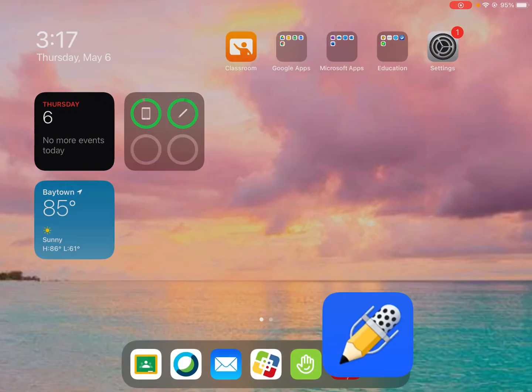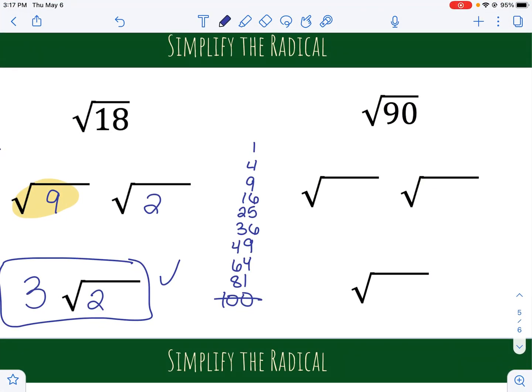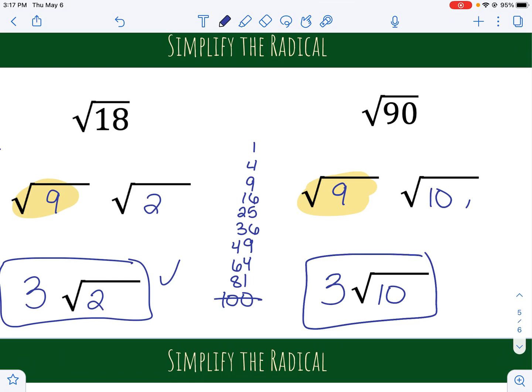Okay. So 9 times 10 gives us 90, and 9 is a perfect square. So we have 9 times 10. Again, 9 is a perfect square, so the square root of 9 is 3. If we look on our list, 10 is not a perfect square, so it stays inside the radical. So our answer would be 3 rad 10.